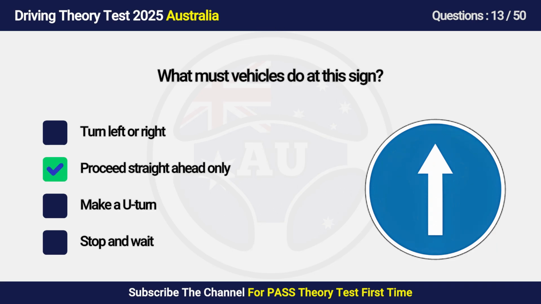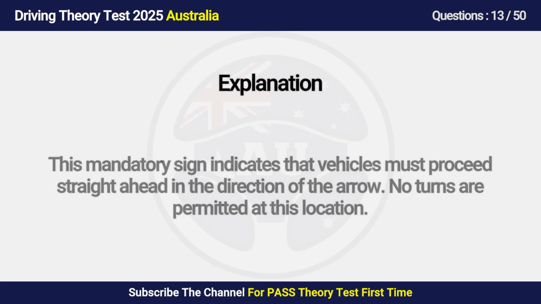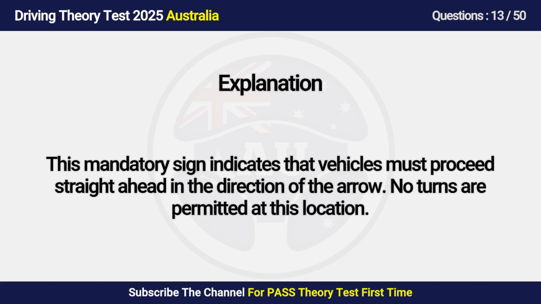Answer is B. Proceed straight ahead only. This mandatory sign indicates that vehicles must proceed straight ahead in the direction of the arrow. No turns are permitted at this location.